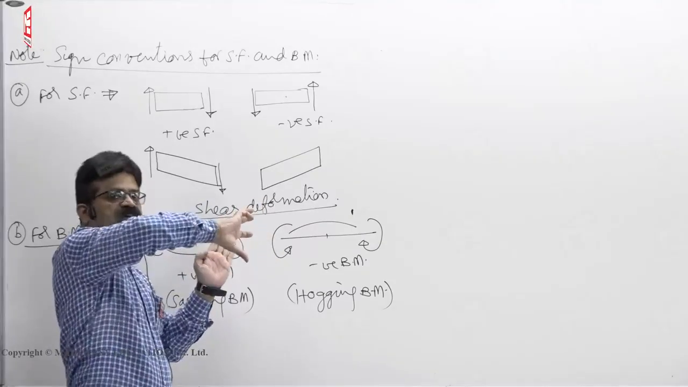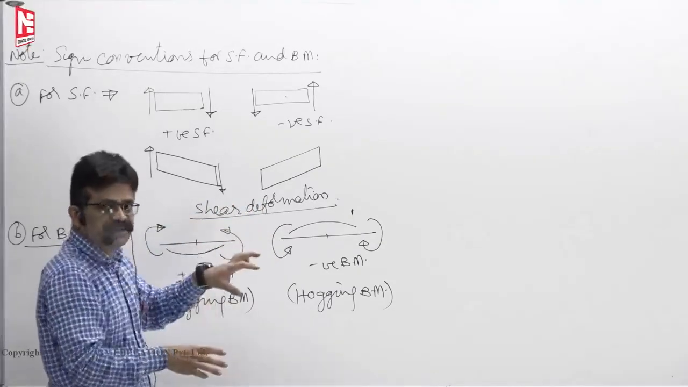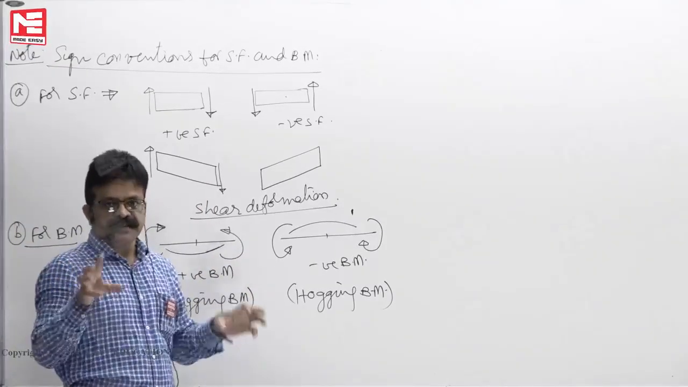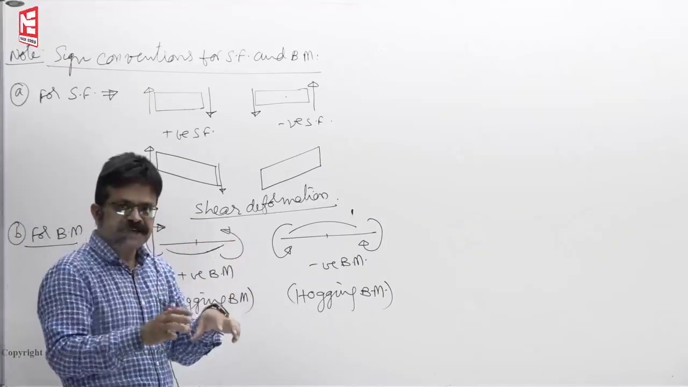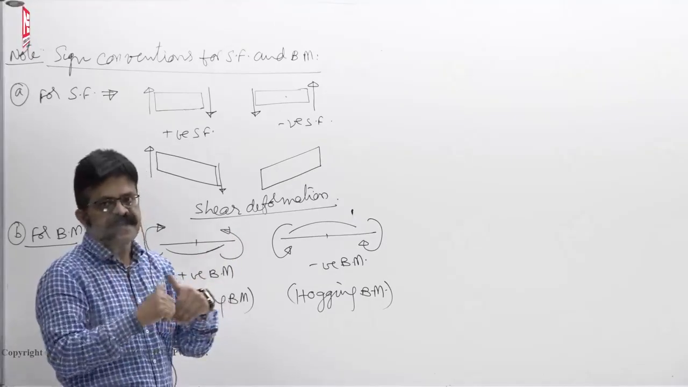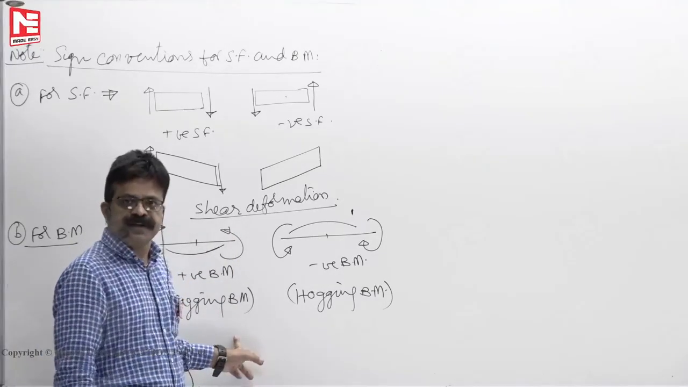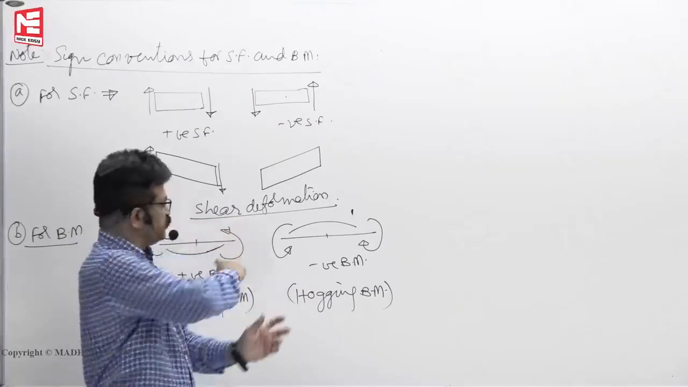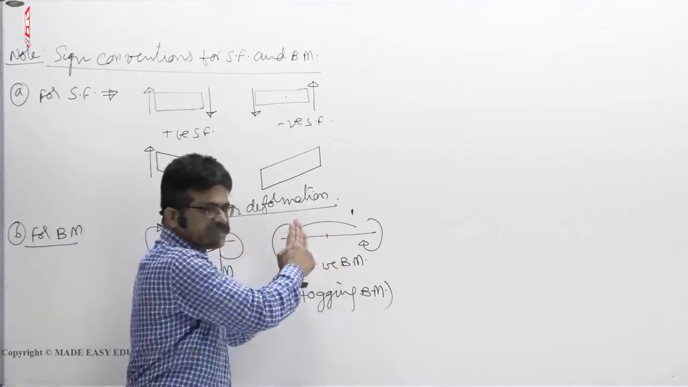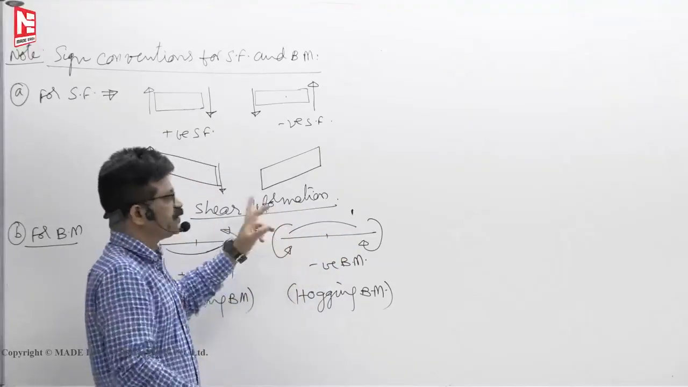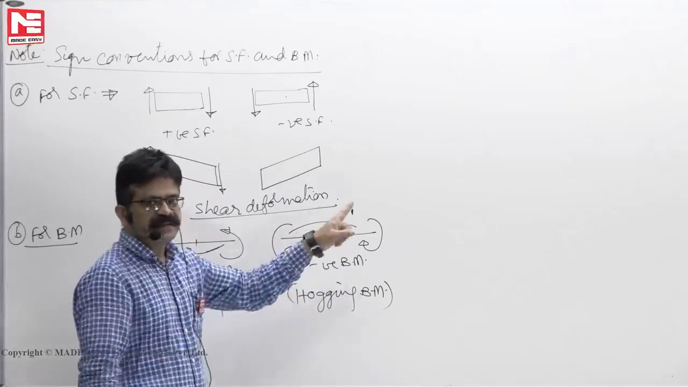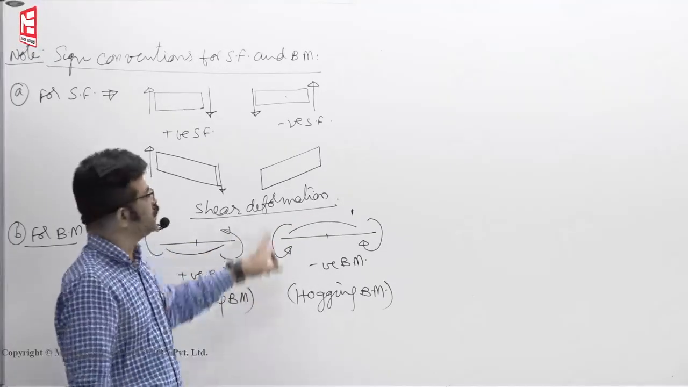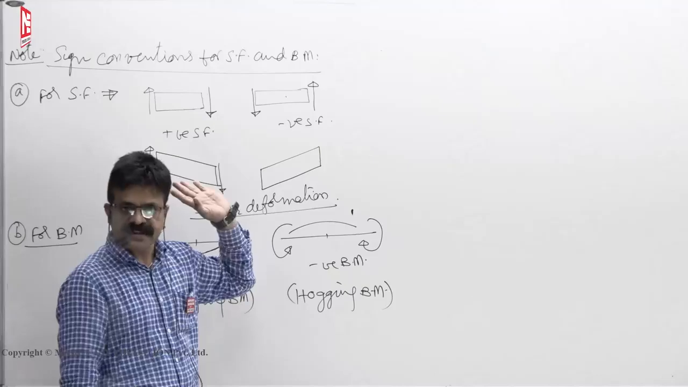Section right side if anti-clockwise is there or section left side clockwise is there, those movements will force the beam to sag. If at all you have a sagging movement, a movement which causes a sag, we take it as positive bending moment. A movement which causes the beam to hog like this: to hog, section right side clockwise, section left side anti-clockwise should be there. Then it will hog. That means based on the deformation you fixed the sign. Based on the deformations, we fixed the sign.